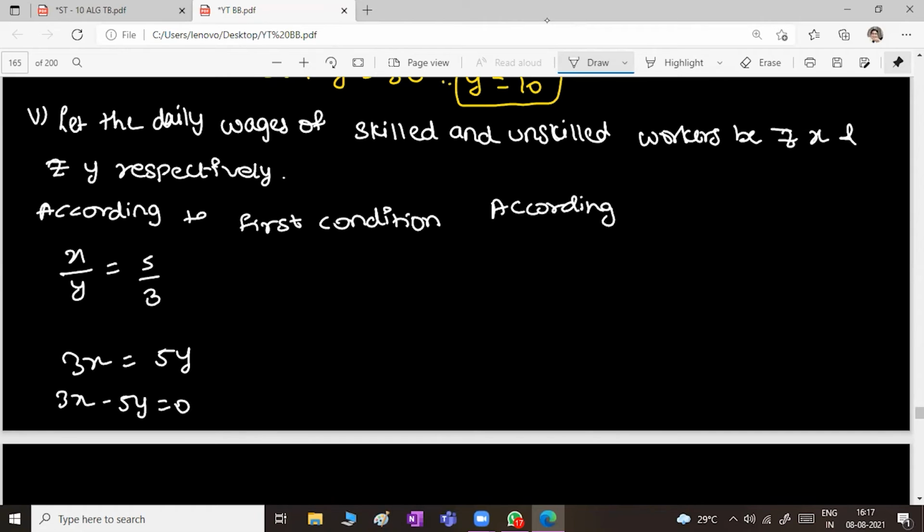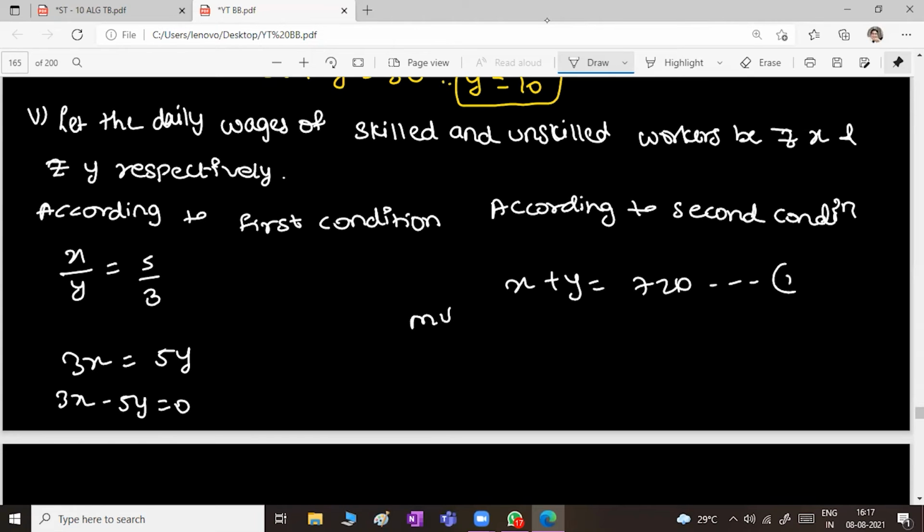According to second condition, what is the second condition? It is nothing but sum. So sum is nothing but 720. This is your second condition. Now multiply. Let this be your equation number 2. Let this be your equation number 1.